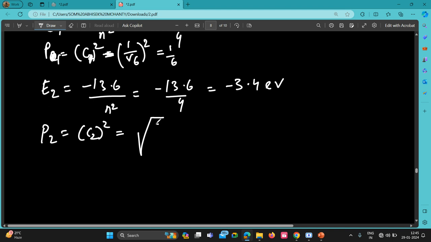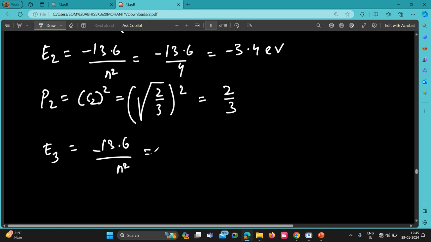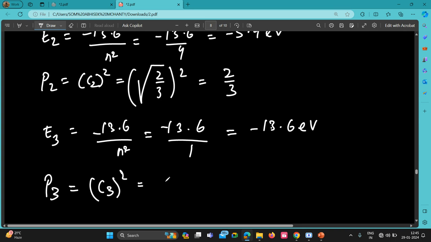Now, the last term is E3. Third term, here n is 1. So what will be the energy eigenvalue? Minus 13.6 divided by n square, n is 1, that is minus 13.6 electron volt. What is the probability here? Probability here is C3 square, that is minus 1 by root 6 whole square, 1 by 6.